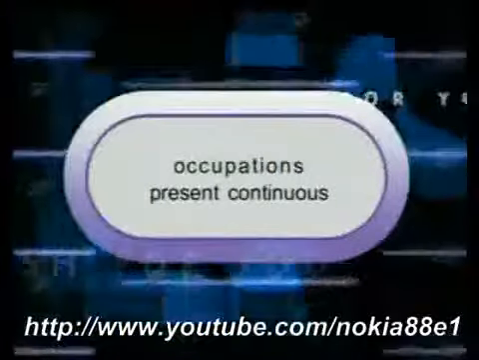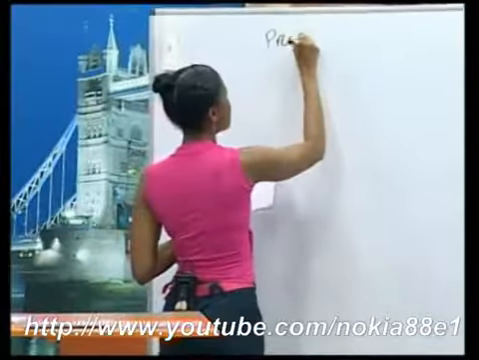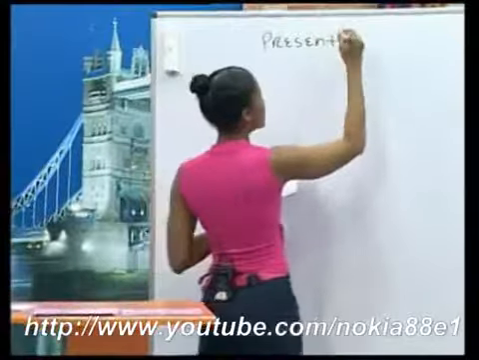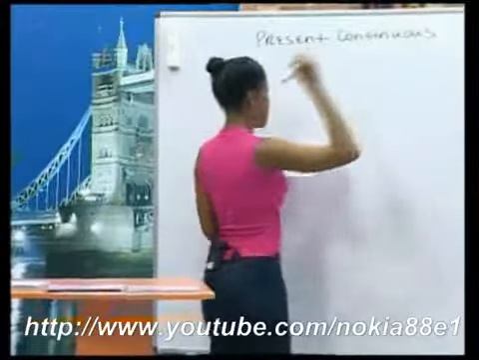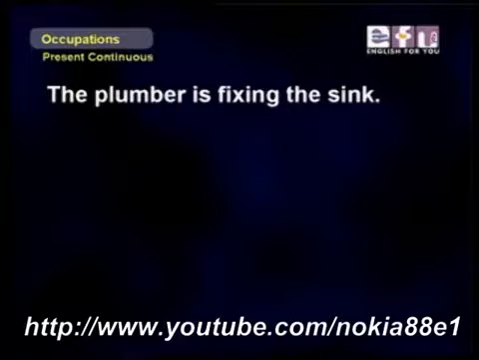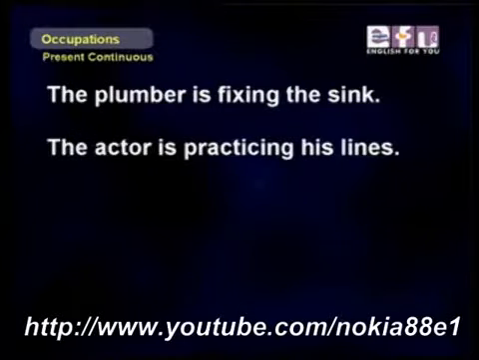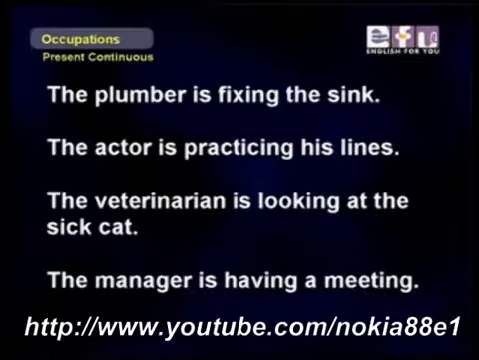Occupations. Present continuous. The last thing we will review is present continuous. Remember, the present continuous talks about actions in progress, now, and the continuous nature of actions. Let's look at some examples. The plumber is fixing the sink. The actor is practicing his lines. The veterinarian is looking at the sick cat. The manager is having a meeting.